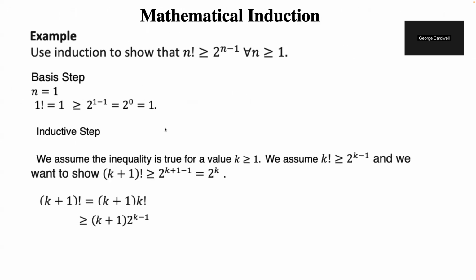Now, k plus 1 times k factorial is clearly going to be greater than or equal to k plus 1 times 2 to the k minus 1, because we assume that k factorial is greater than or equal to 2 to the k minus 1. So we're making that jump. Okay. That term k plus 1 has got to be greater than or equal to 2, because if k is 1, you get 2. If k is anything bigger, you're getting something bigger than 2. So this term has to be greater than this.